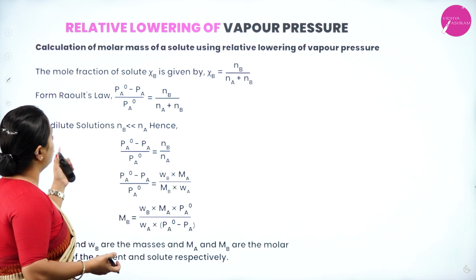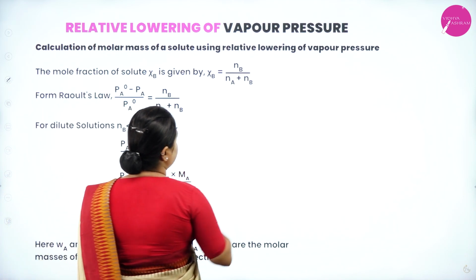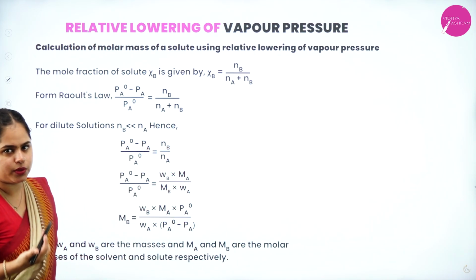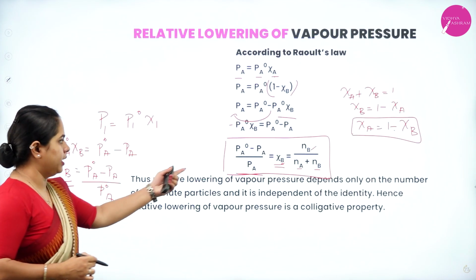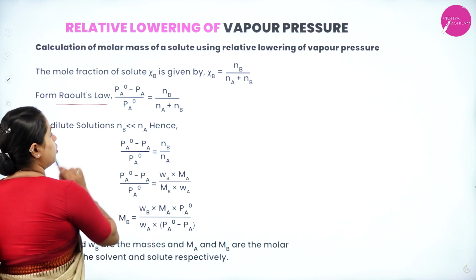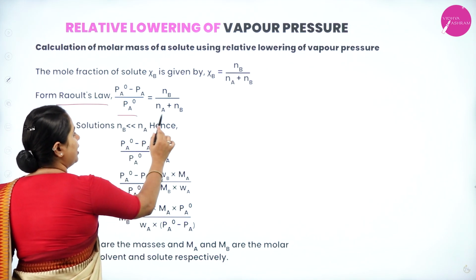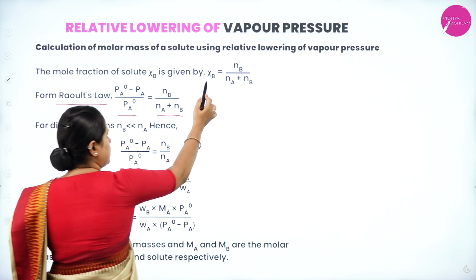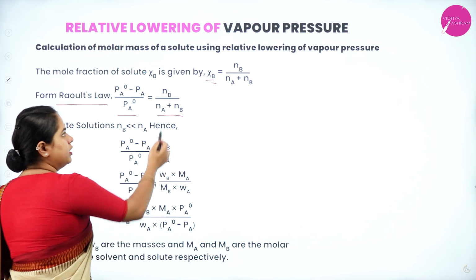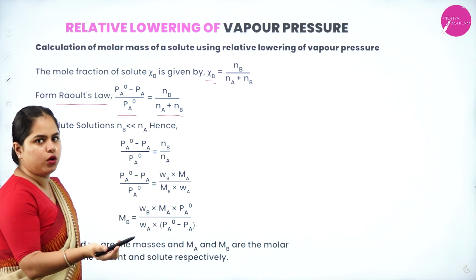So, let us begin with the mole fraction of the solute. Chi B is equal to Nb divided by Na plus Nb. Already we know that's the equation for mole fraction, right? And from Raoult's law, we already derived this equation, that is, the relative lowering of vapor pressure: P naught A minus Pa divided by P naught A is equal to Nb by Na plus Nb. Right, because the relative lowering of vapor pressure is equal to the mole fraction, which is equal to this particular equation. So, hence what does it mean? Both of these are equal, right?